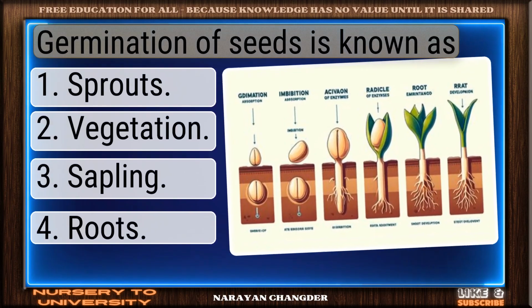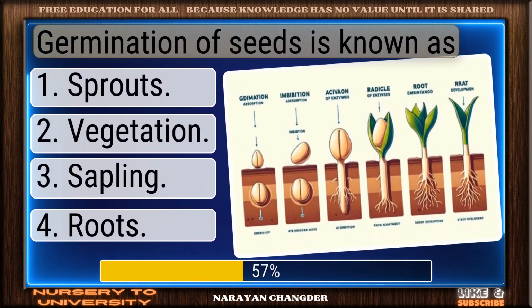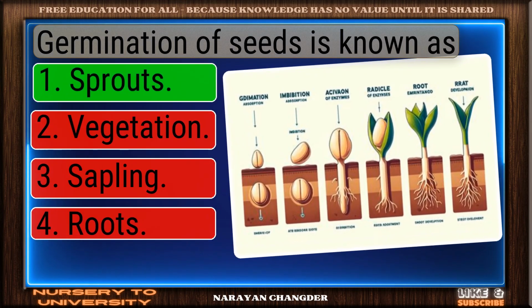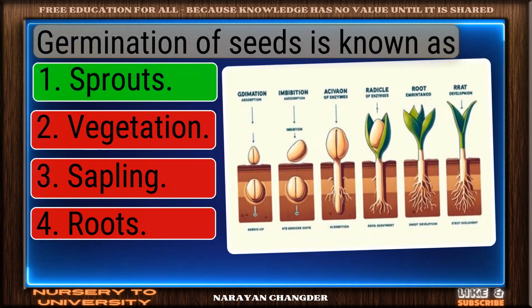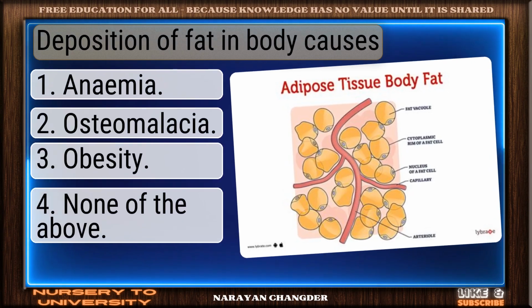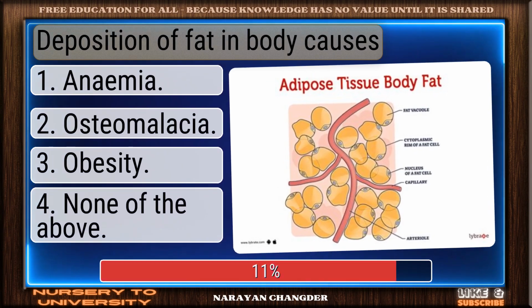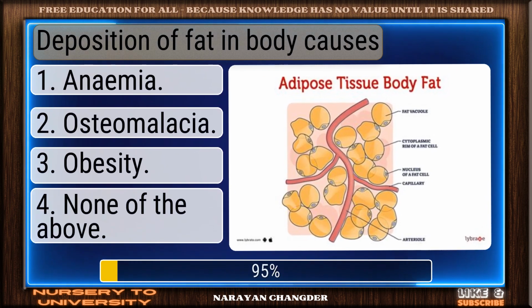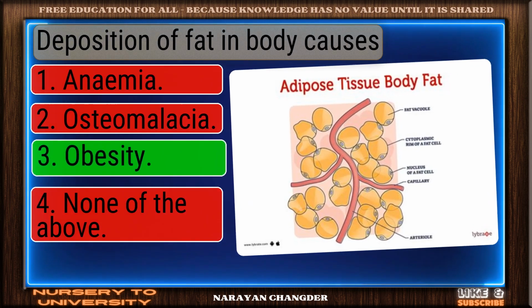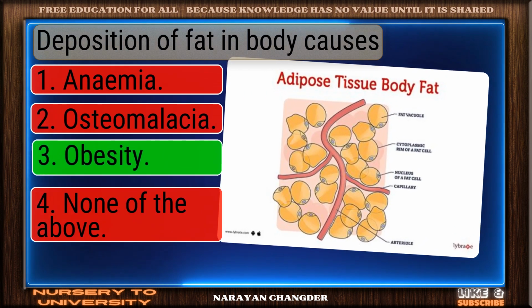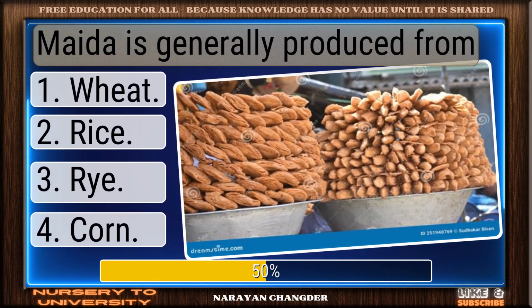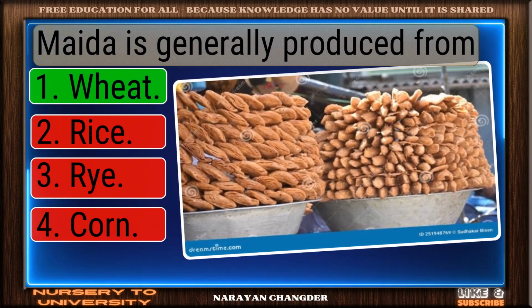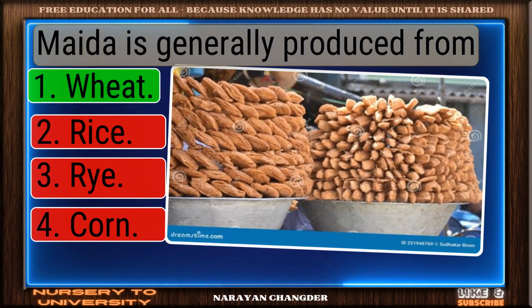Germination of seeds is known as. Nice selection. Sprouts is the correct and valid answer. Deposition of fat in body causes. You're right. Obesity is the correct answer. Maida is generally produced from. Nicely done. Wheat is a solid answer.